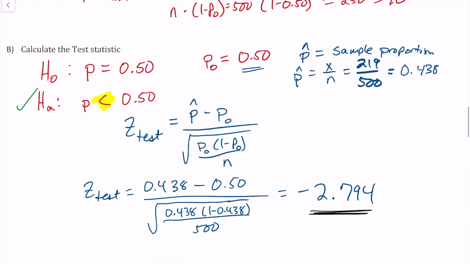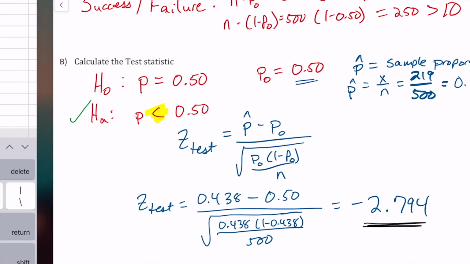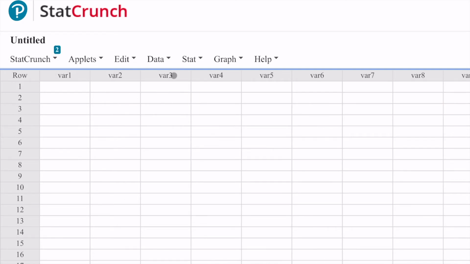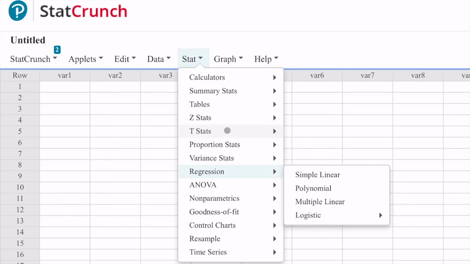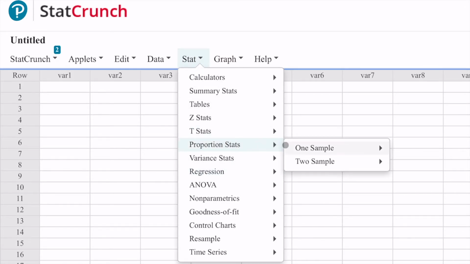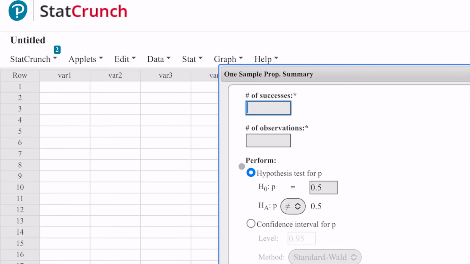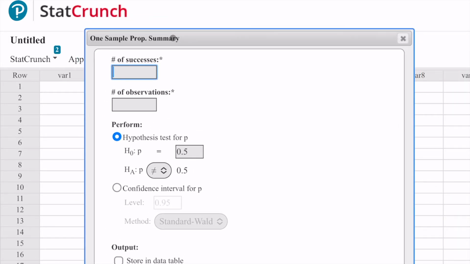So keep in mind that our HA is a less than, and our p hat was found by taking 219 over 500. Those numbers are going to come into play in just a second. So here we go. To do a hypothesis test for proportions, we go to Stat. We go to Proportion Stats. And we are in the one sample case, and we are with summary. We have the summary data. All right. This should look very familiar. We did the same thing with the confidence intervals for proportions, right?